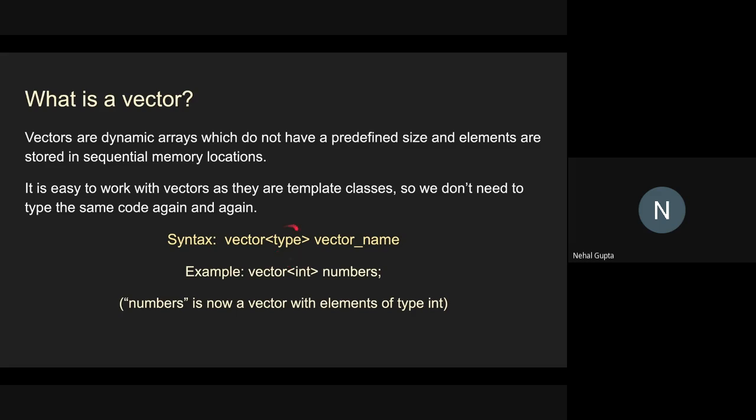Those questions have a pointer type here, or you can have any other type, and then the vector name. For example, you have vector, int, numbers. This means that we have a vector called numbers, which has elements of the type int. This is what this line means. This is how you declare a vector.